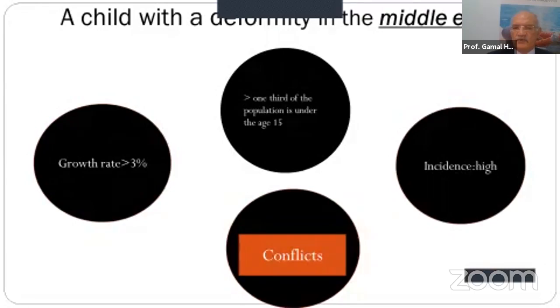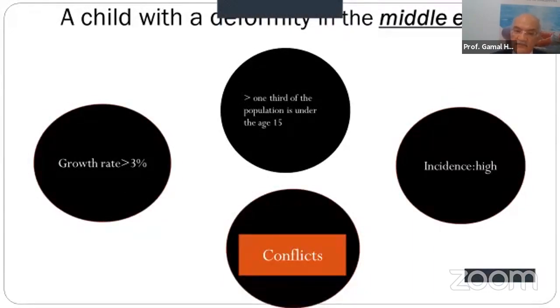So in the Middle East, more than 1/3 of the population is under the age of 15. The growth rate is more than 33%. So we have a high incidence of deformities. Also the conflicts, we have too many victims of the conflicts.